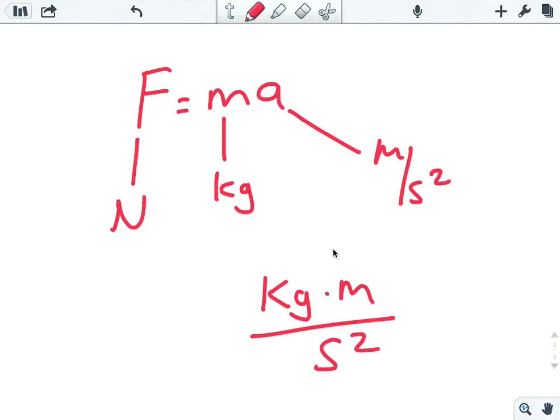One thing we need to make sure of is to realize that that acceleration can relate back to all of the kinematics equations that we learned in the previous unit.